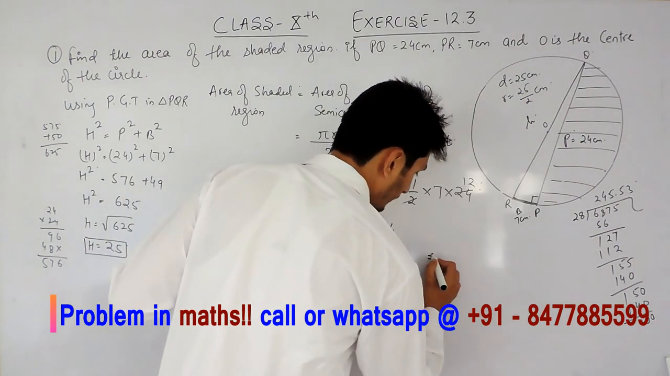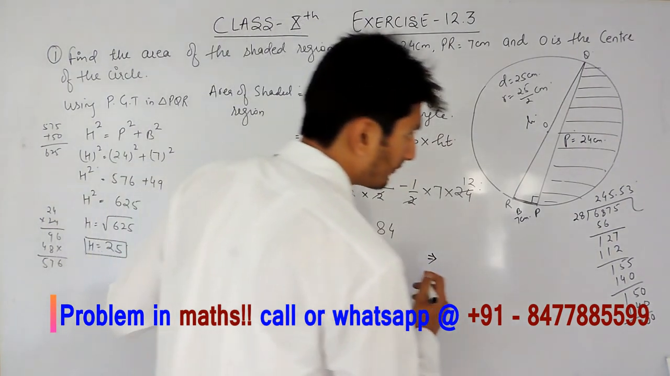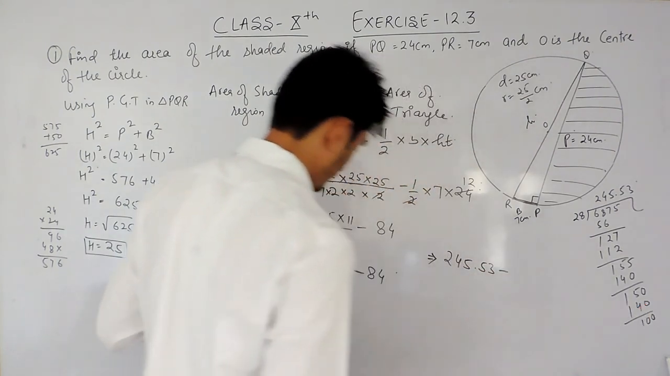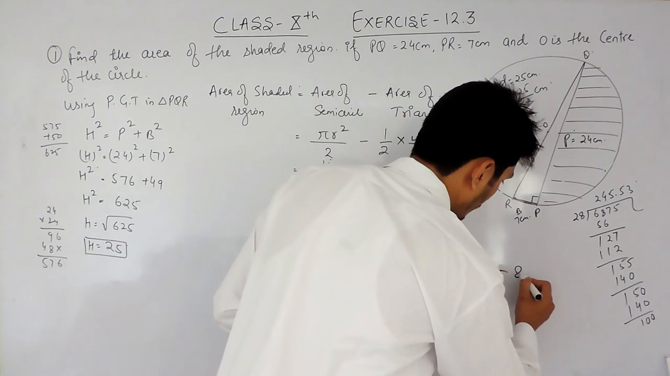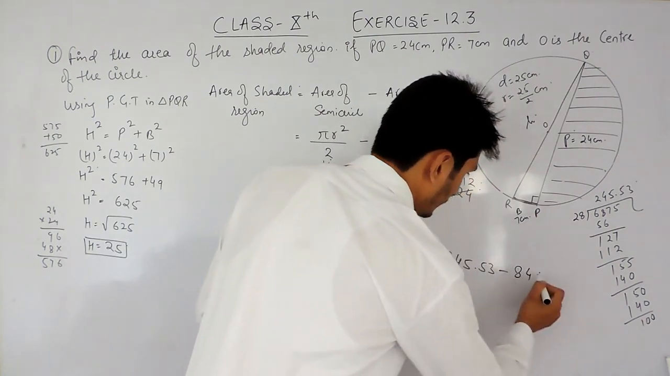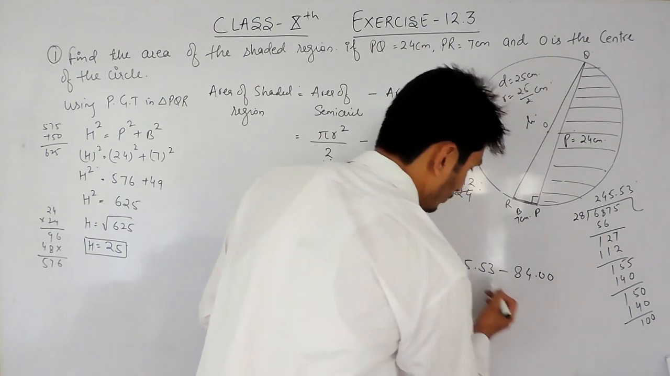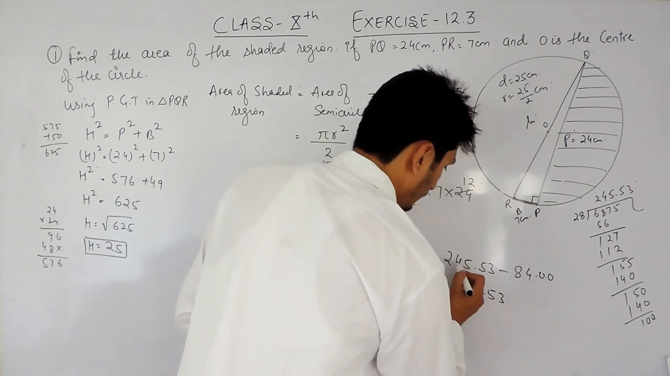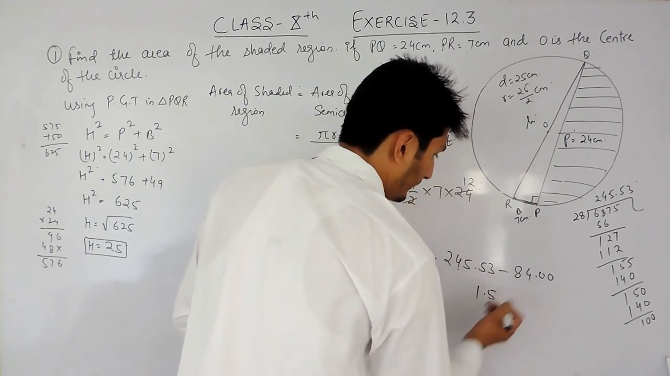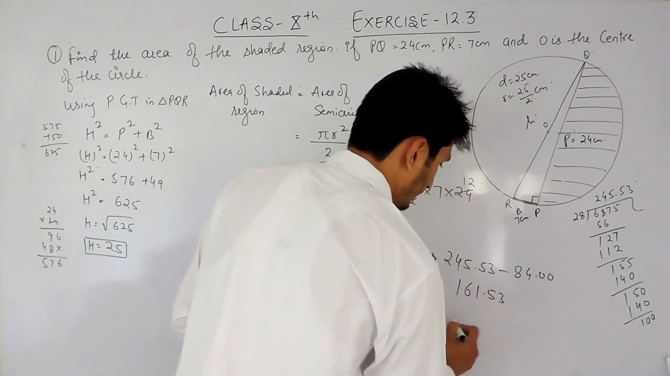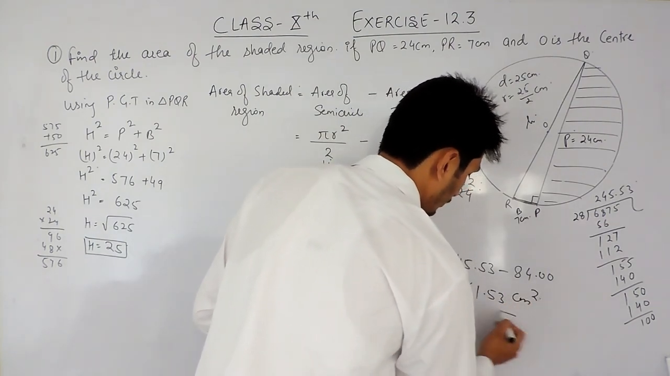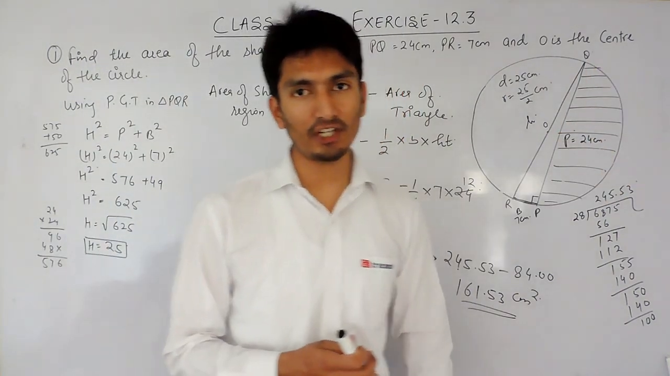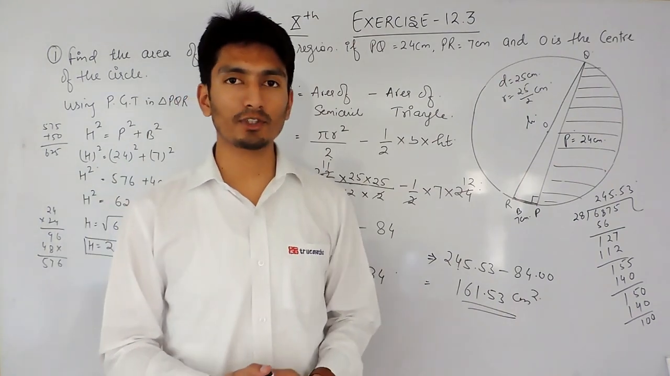So it should be around 245.53 minus 84. So the answer will be, 53 minus 0 is 53, 5 minus 4 is 1, 24 minus 8 is... 14 minus 8 is 6, and it is 6. So 161.53 should be the area of this shaded portion. So this is how you can solve this first question. Thank you.